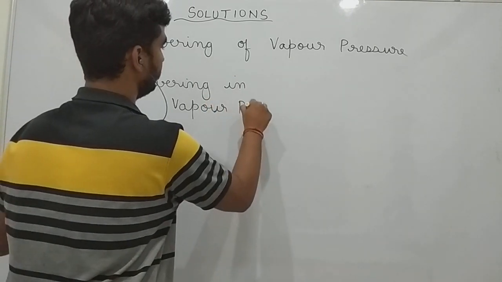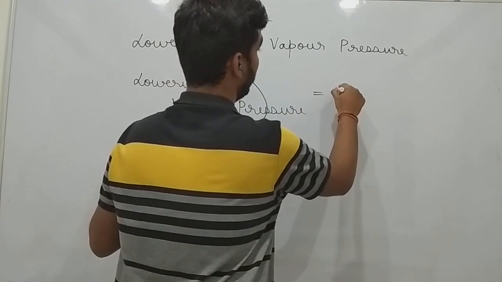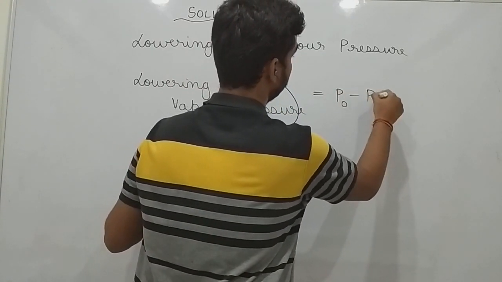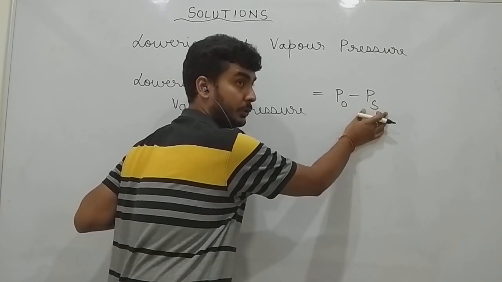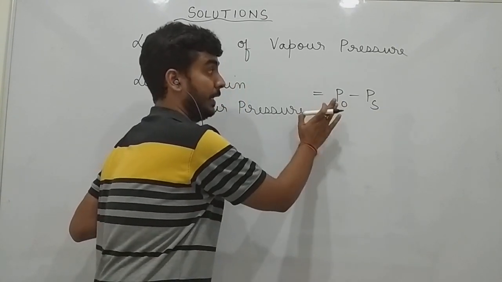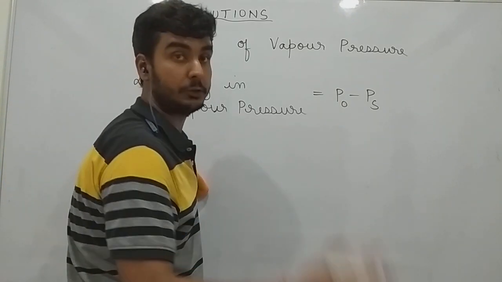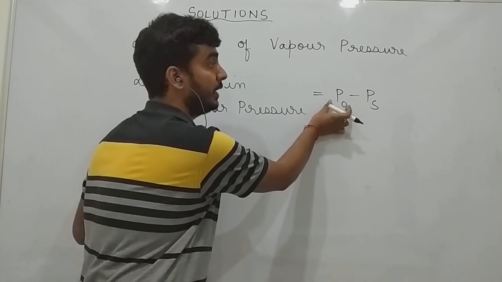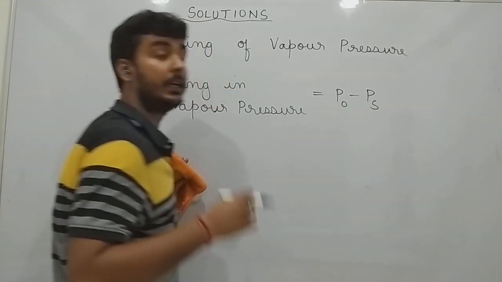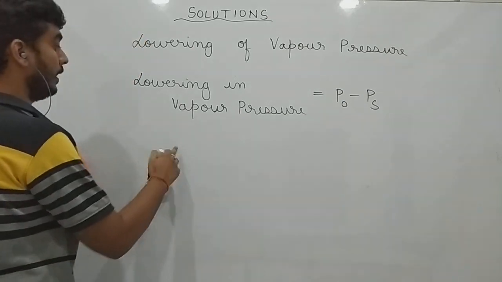It will be P naught minus Ps, meaning the vapor pressure of pure solvent minus the vapor pressure of the solution, because initially the solvent was having more vapor pressure. When you added solute, you lowered the vapor pressure. So what is the reduction in vapor pressure? Initial vapor pressure minus the new vapor pressure, which is the vapor pressure of the solution.